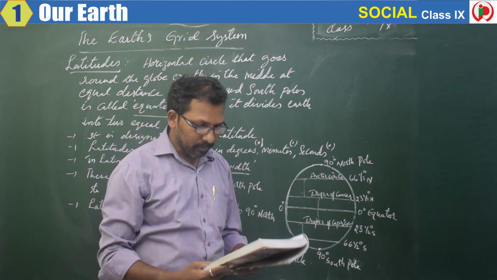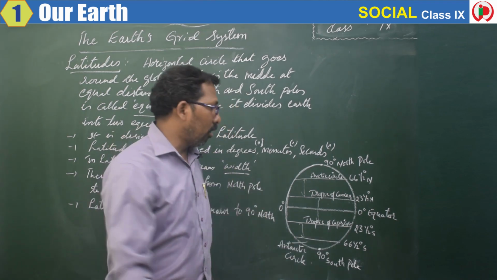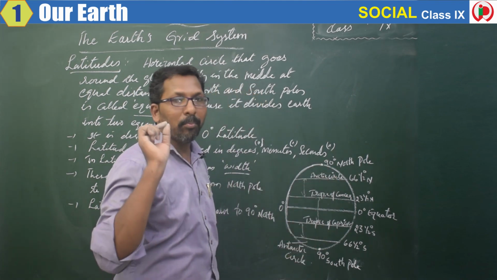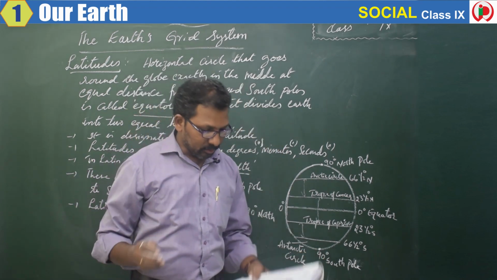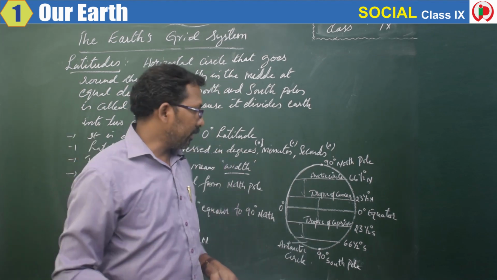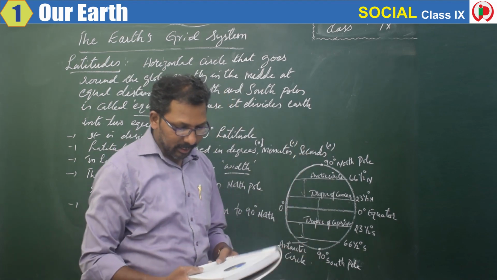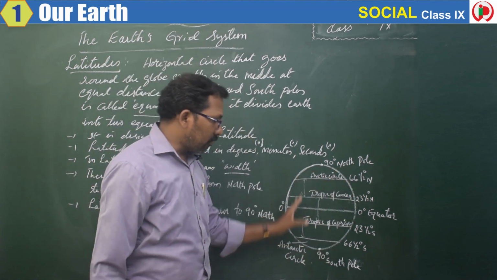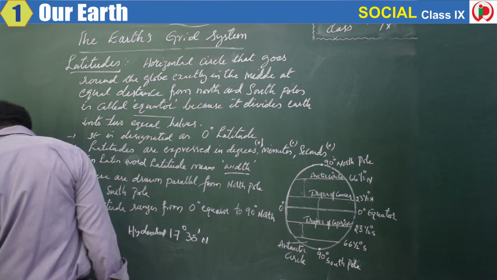And these 90 degrees north and 90 degrees south are not circles at all. They are only poles, only points. So the half between the equator and the North Pole, as I said, is the northern hemisphere, and the half to the south is called the southern hemisphere. And counting the total number of degrees from North Pole to South Pole, we have 180 degrees of latitude.